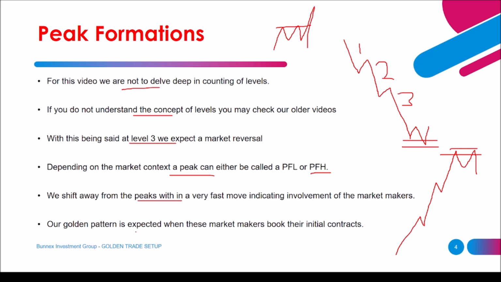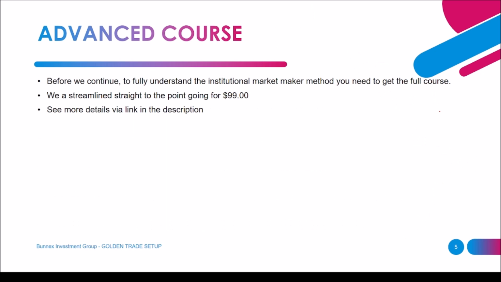So our golden pattern is expected when these market makers book their initial contracts, right? Whenever they reach a reversal point, the PFL or PFH, they shift the market with a very, very powerful, vehement move, and then later book their initial contracts. That will result in a pullback or a surge of the demand of a particular currency in their pairing.